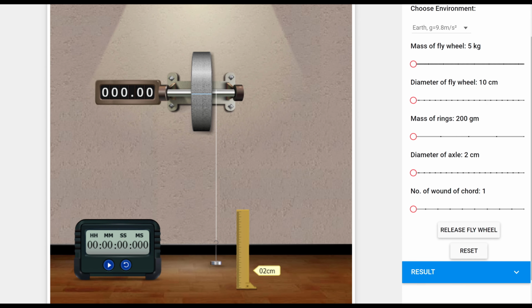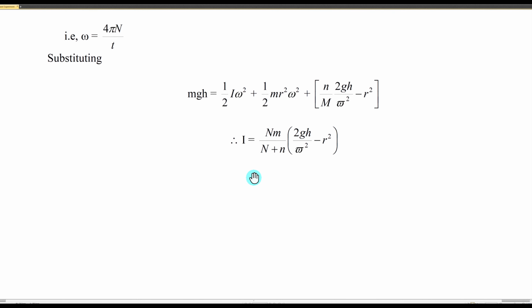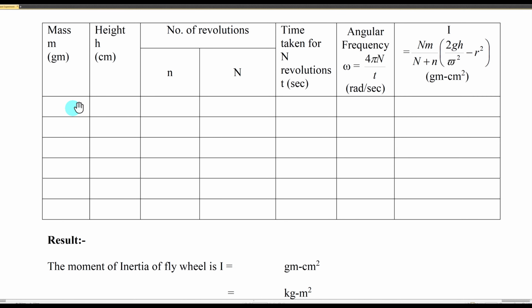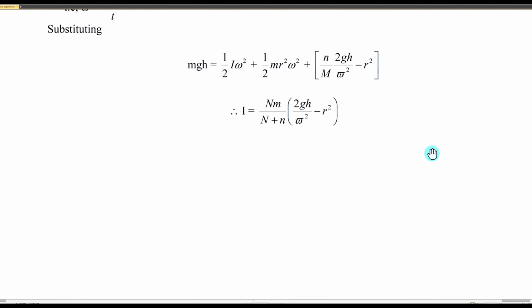Once this is clear, you now know what to do. You have to fill this particular tabular column. You fill out this for all possible values of mass and allowed values of the height, etc. And once you have this, the rest of the thing is this calculation. So that's all about the experiment.